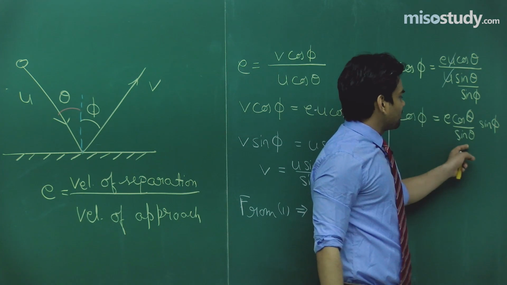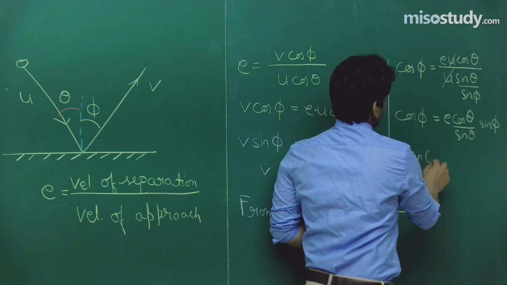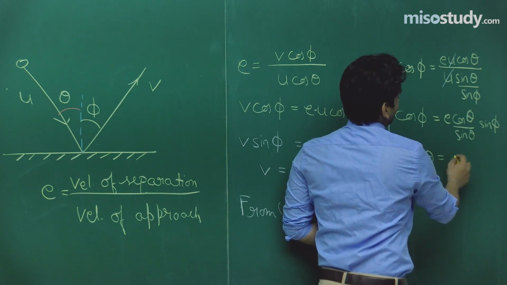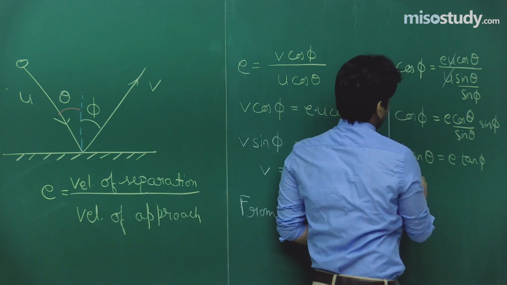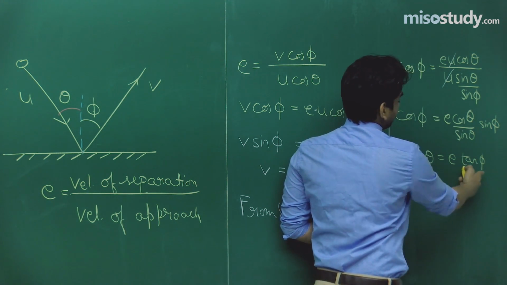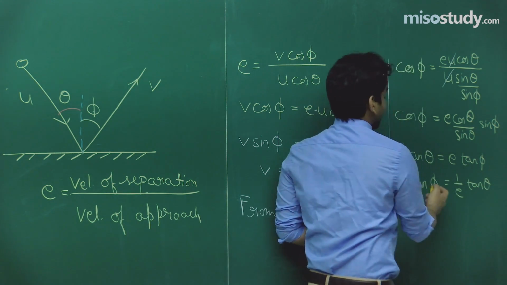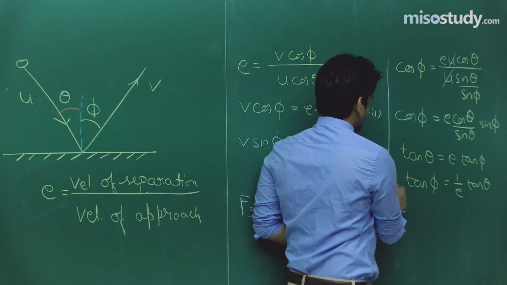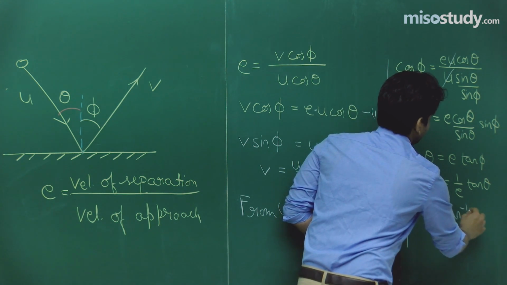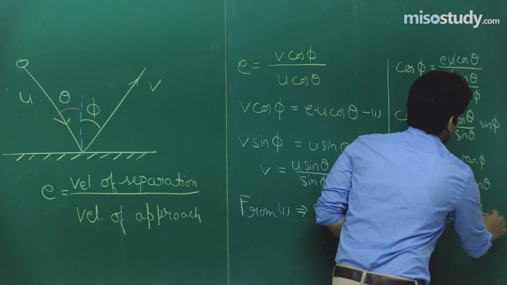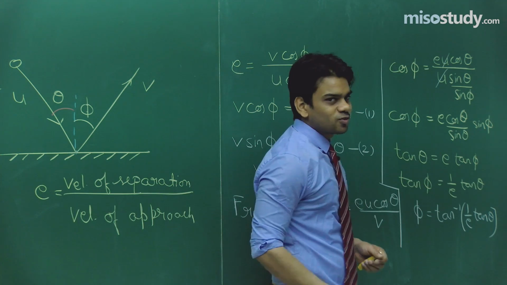If we simplify this relation, taking sin theta and dividing by cos theta, we will have tan theta, and if we divide by cos phi, we will have e and here tan phi. So tan phi will be equal to 1 by e tan theta. We need to find out how phi is related with theta. So quite obviously, phi is equal to tan inverse of 1 by e tan theta.